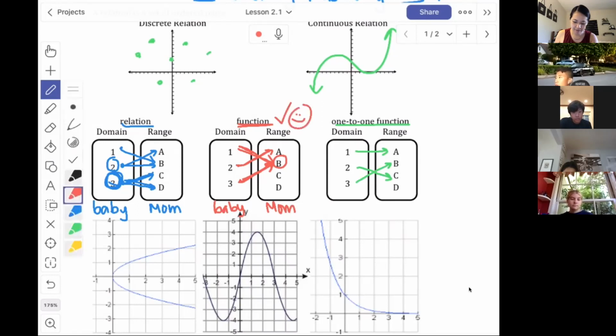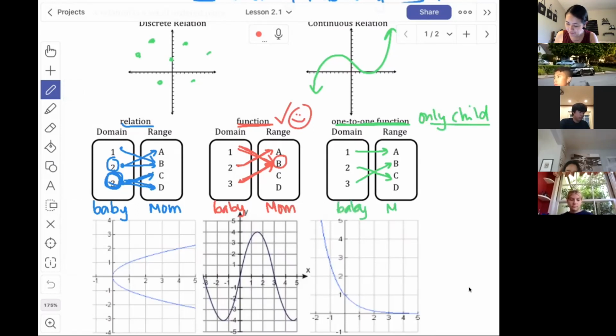Now, a one-to-one function is when you are the only child. So baby and mom: this baby has one mom, this baby has one mom, this baby has one mom, and they're all only children. So that means it is a one-to-one function. All right, so does that help? Hopefully that helps.